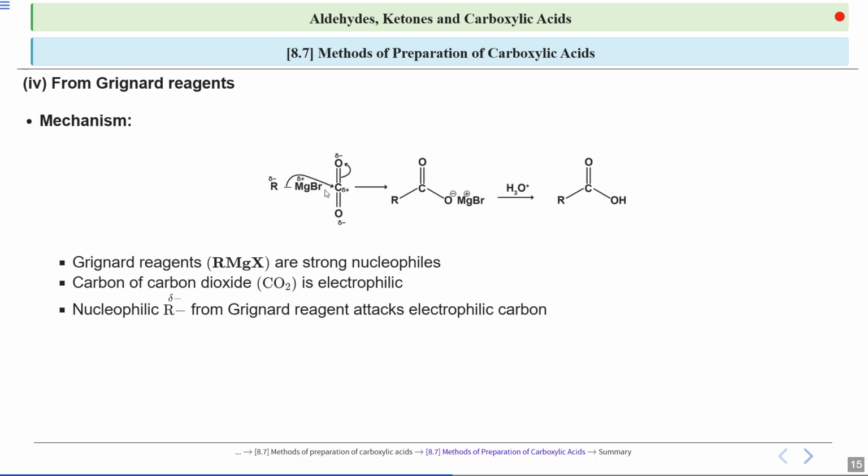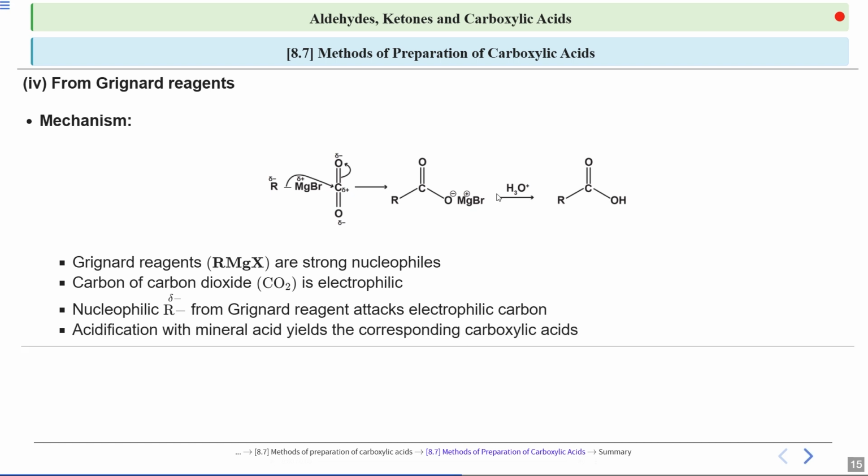Now in the next step, the nucleophilic R group from the Grignard reagent, which has a partial negative charge, while MgBr has a partial positive charge, attacks the electrophilic carbon in CO2. So this forms a new carbon-carbon bond. If you see this R and this C, a new bond is formed. So you will see that this R gets attached to this carbon and the MgBr group gets attached to this oxygen. Further acidification with mineral acid yields the corresponding carboxylic acid.